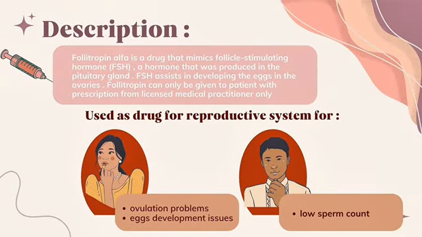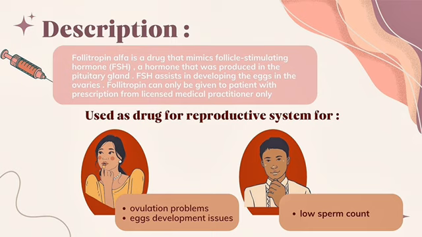So what exactly is Follitropin? It's a drug that acts like a natural hormone in our body called follicle-stimulating hormone or FSH, which helps in the development of eggs in the ovary. This drug can only be given to a patient with a prescription from a doctor.